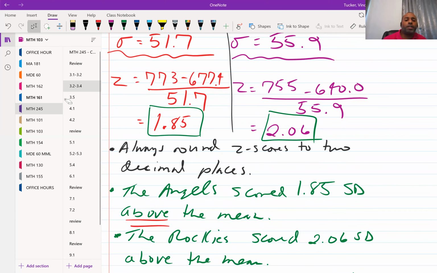So we see our statements here. The Angels scored 1.85 standard deviations above the mean. The Rockies scored 2.06 standard deviations above the mean. Notice I underlined "above" because it is possible for your Z-score to be negative. That means you would have scored below the mean. So the positive or the negative Z-score does matter. Because both of our values are positive, that means that they scored above the mean.